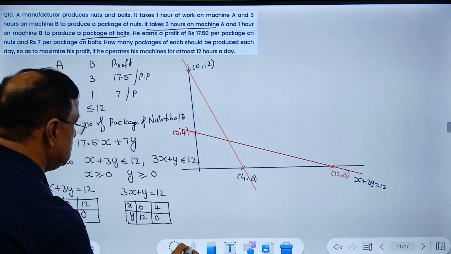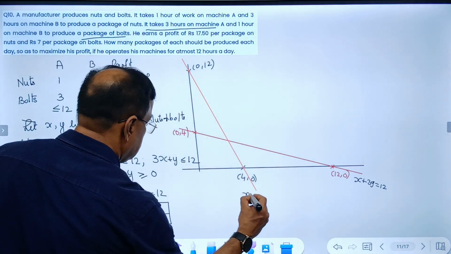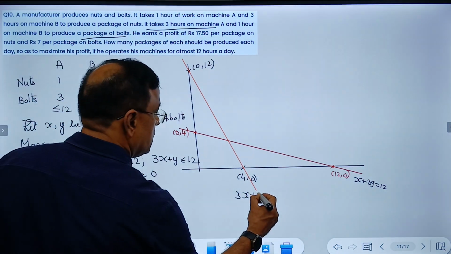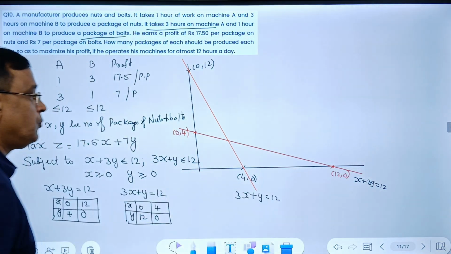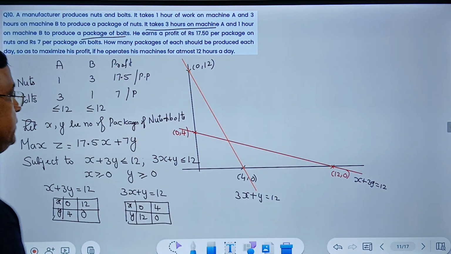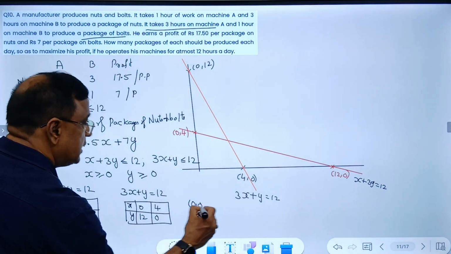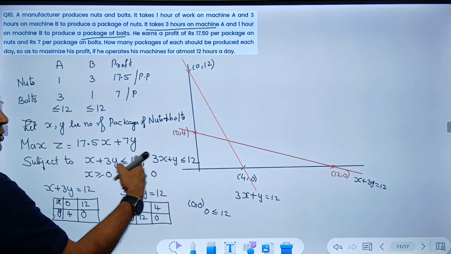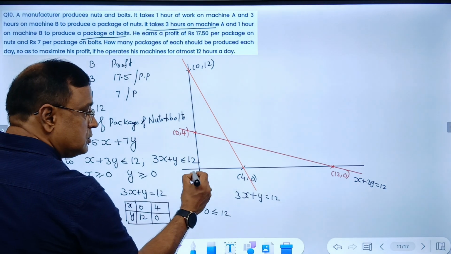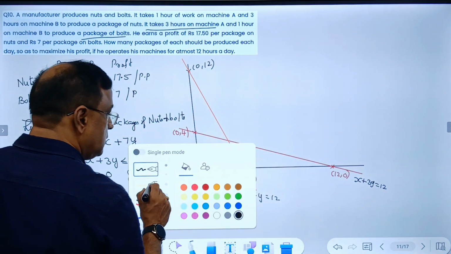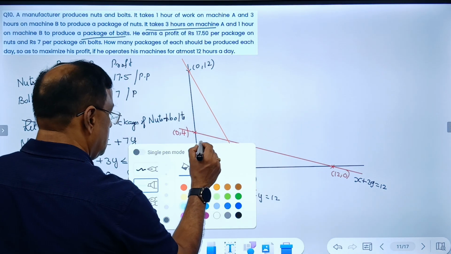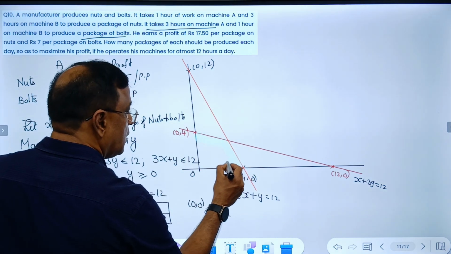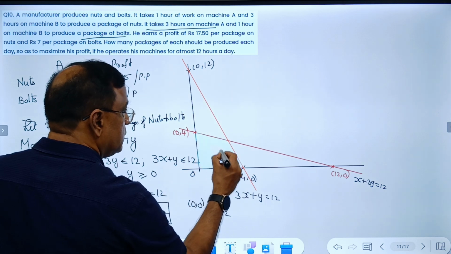So what is this actually? This is 3x plus y equal to 12. Now since both are less than, just like the previous problem, origin will satisfy both. 0 will be less than or equal to 12 for both the equations. So it will be towards origin. So the feasible region is this. So this is my feasible region.